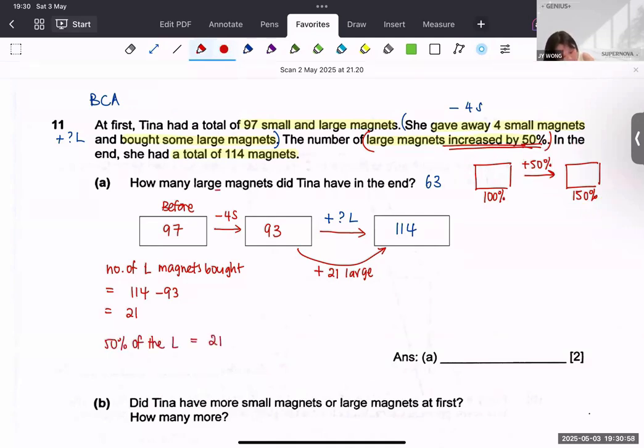I'm supposed to find out how many large Manex in the end. So we just now said, before was 100%. Then you add 50%, it will be 150%. So this is the end, 150% of the large. From 50% to 150%, you times 3. So 21 times 3 will give you 63. That's how you get the answer 63.